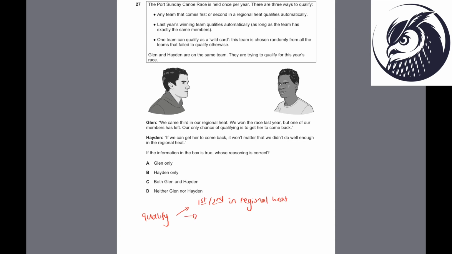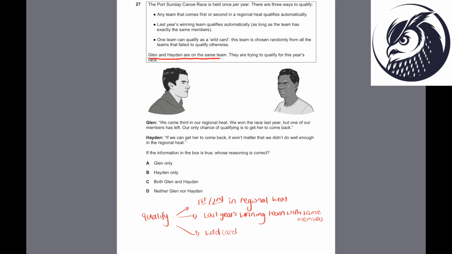The other way is if you have the last year's winning team with the same members. Okay, so last year's winning team with same members. And then thirdly, you have a wild card, right? You could qualify as a wild card, which is a team that's chosen randomly from all the teams that failed to qualify. Okay, so we know that Glenn and Hayden are on the same team this year, and they're trying to qualify.